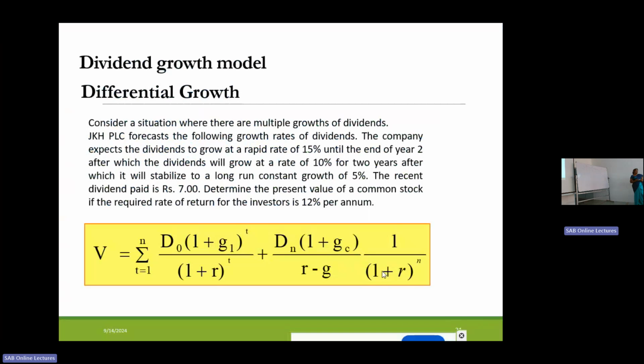The recent dividend paid by the company is 7 rupees. So what is that? D0. The company has just paid 7 rupees as the dividend, so D0 is 7 rupees per share. Now if I ask you to calculate the dividend expected in year 1, year 2, year 3, year 4, can't you do it? You can do it. So you can estimate the dividends expected in year 1, year 2, year 3, year 4, and after that I will explain.